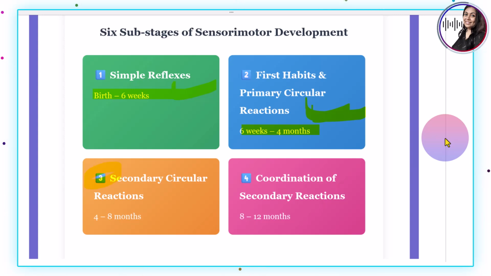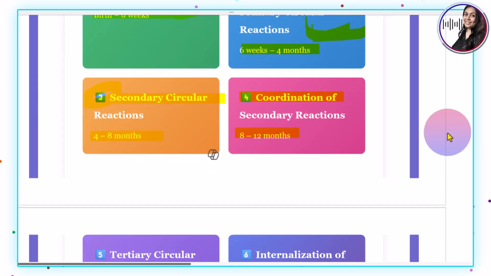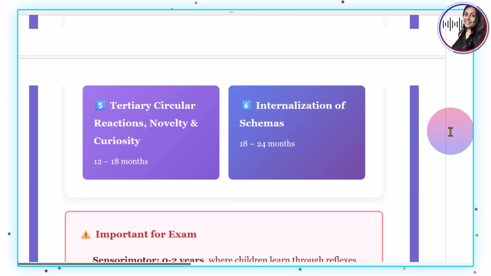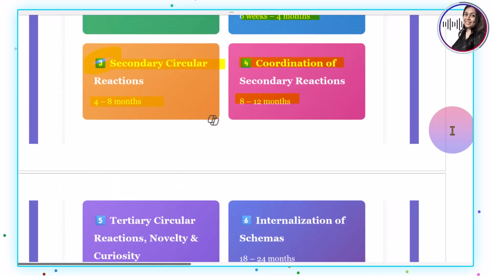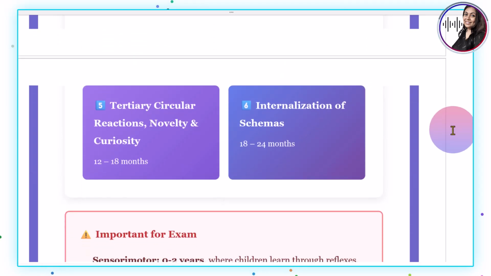The third substage is secondary circular reactions, occurring between 4 and 8 months, when infants start repeating actions that produce interesting effects in their environment, such as shaking a rattle. This is followed by the coordination of secondary circular reaction stage between 8 and 12 months, where infants combine actions deliberately to achieve goals, such as pushing one object aside to reach another.